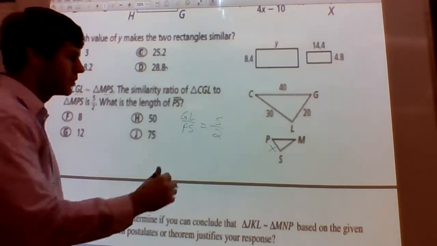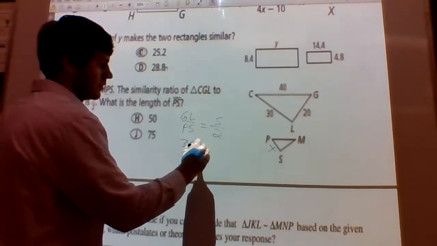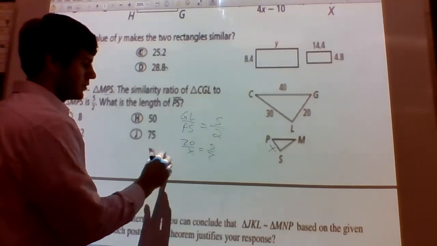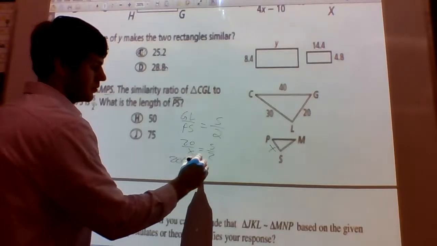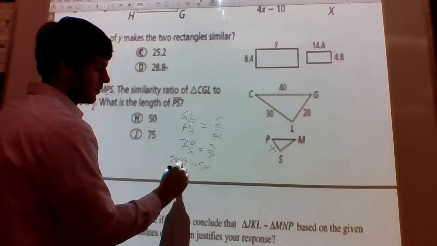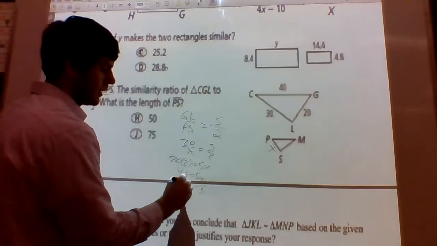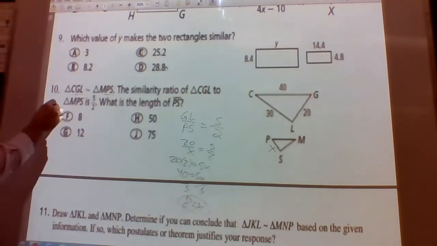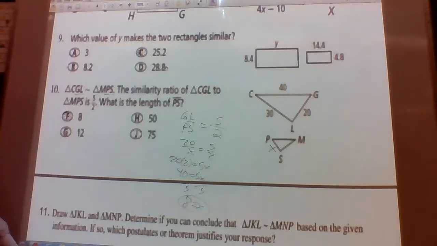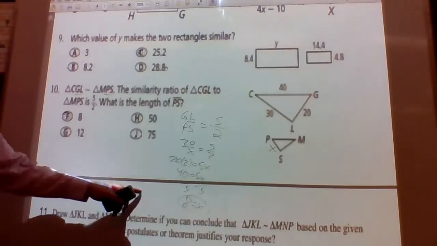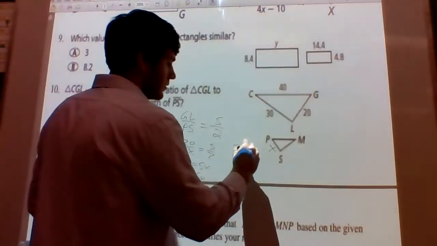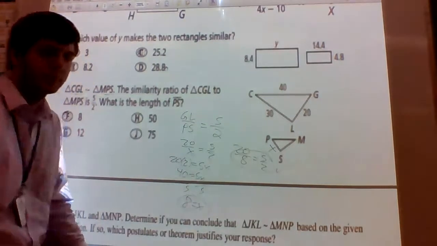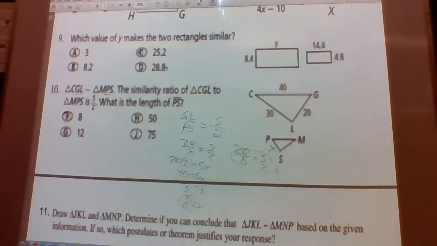So 20 over x equals 5/2. Cross multiply. That's 20 times 2 equals 5x. That's 40 equals 5x, divided by 5. 8 is going to equal x. Okay. We can double check. We know 20 divided by 8 equals 5x.